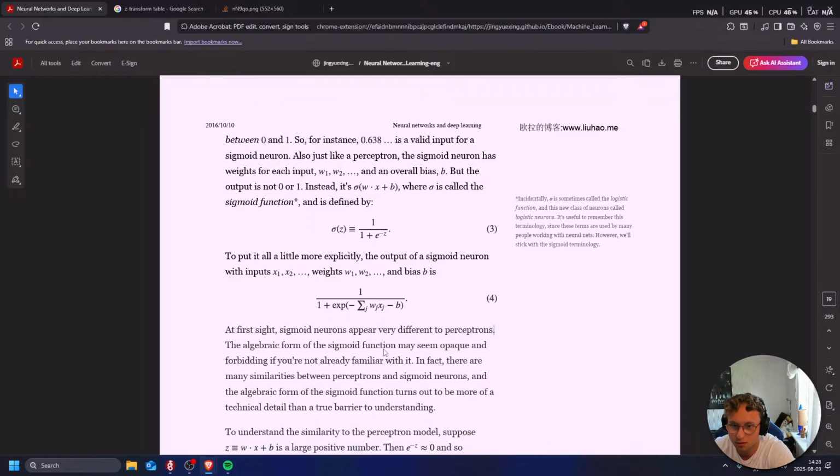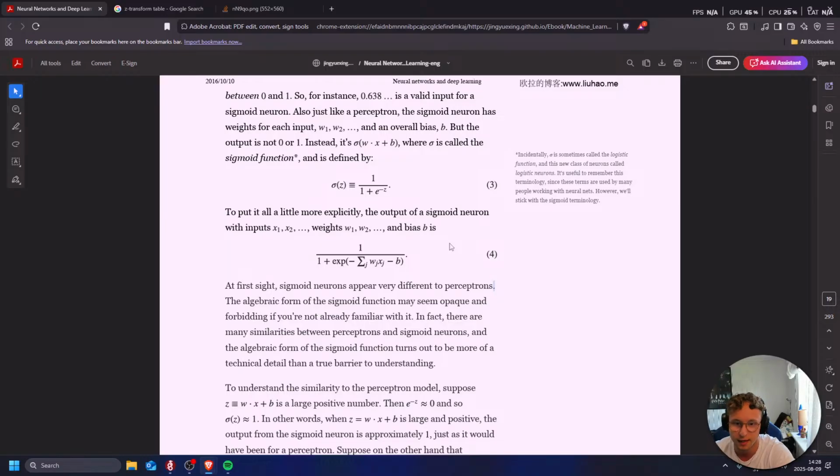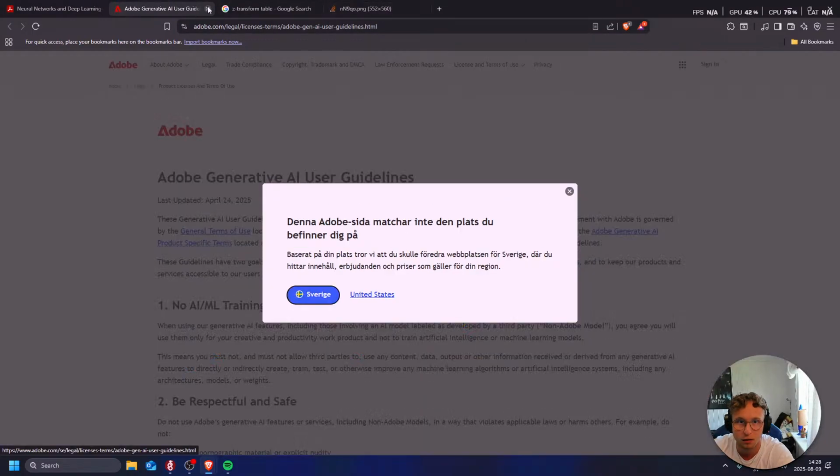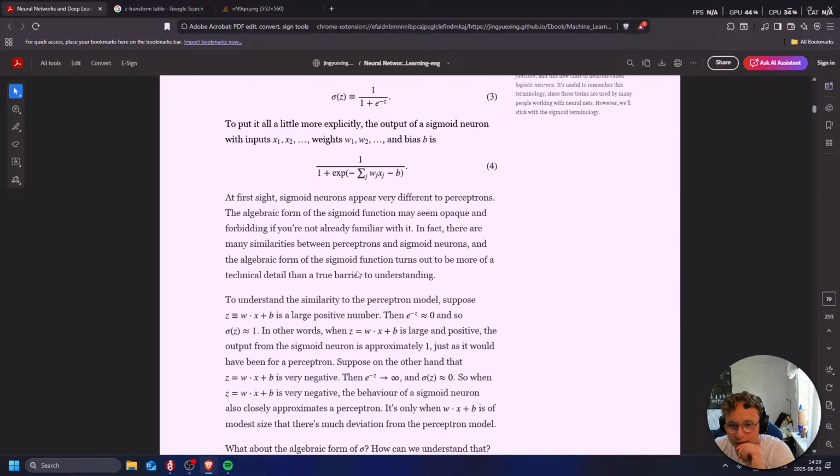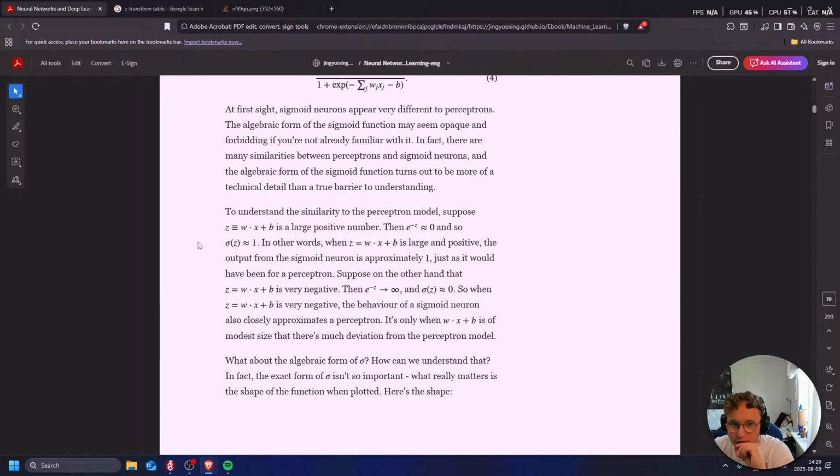Okay, at first sight, the sigmoid neurons appear very different to perceptrons. The algebraic form of the sigmoid function makes them opaque, or how do you even pronounce this word? And forbidding if you're not already familiar with it. In fact, there are many similarities between perceptrons and sigmoid neurons, and the algebraic form of the sigmoid function turns out to be more of a technical detail than a true barrier to understanding. Yeah, that makes sense.